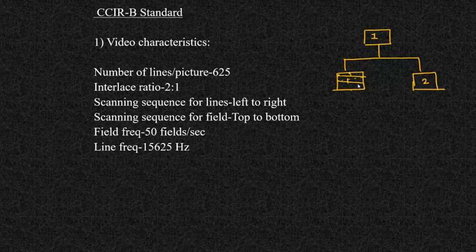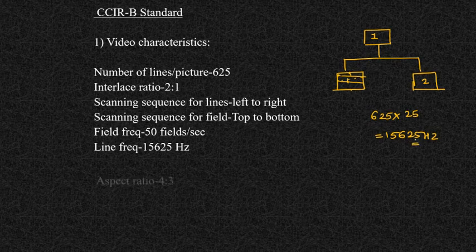What is the line frequency? How many lines are there? 625 lines. How many fields are there? You can say, or how many frames are there? 25 frames. So your frequency is 15625 hertz. So this will be the line frequency or horizontal scanning frequency.